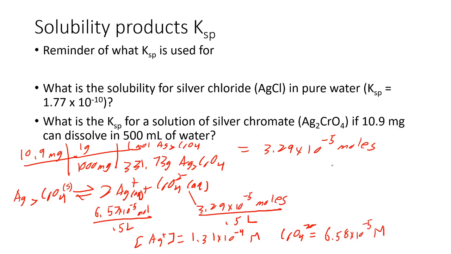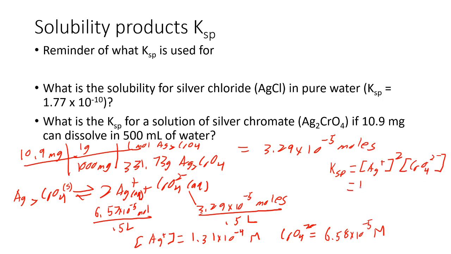So then if I want to do the KSP, it's products over reactants, but the reactants are a solid, so they're just going to show up as a 1, so we just have stuff in the numerator. We've got Ag plus for silver. It's squared because there are 2 of them, and then chromate. And there's only one of those, so there's no square or anything.